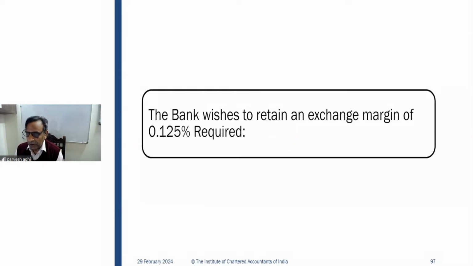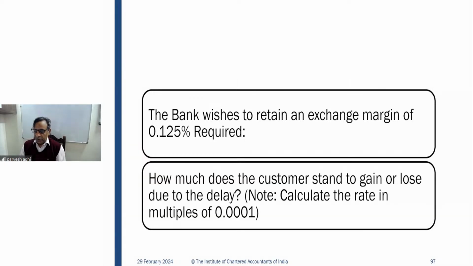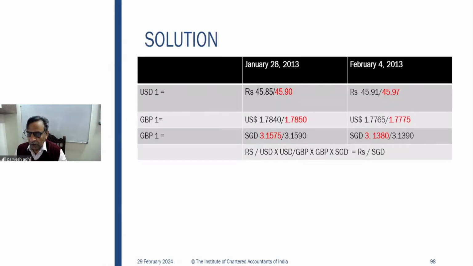The bank wishes to retain an exchange margin of 0.125%. So what is required? How much does the customer stand to gain or lose due to the delay? Note, calculate the rate in multiples of 0.001. So we don't have to round it off, but we have to just calculate the rates. Only when the question says round it off, then you have to use the rounding off technique. Now, we are going to calculate the rates on both the days.